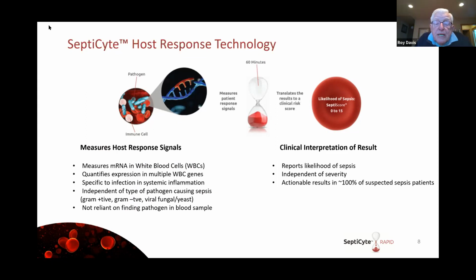The test runs in about 60 minutes turnaround time and translates to a clinical risk score that's 0 to 15. This score reports the likelihood of sepsis. It's independent of severity, and it gives actionable results approximately 100% of the time based on clinical information that's associated with it.